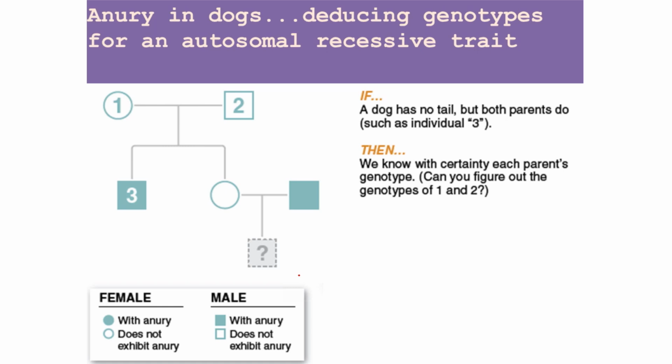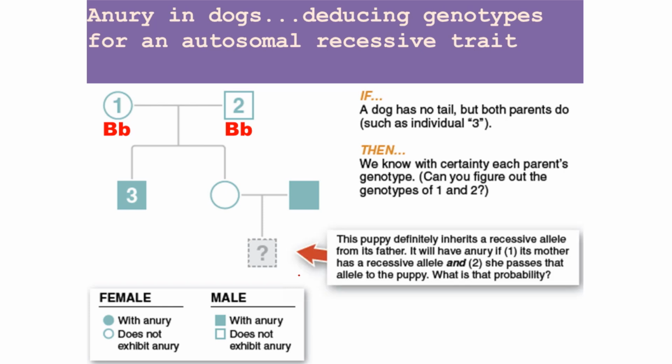For each of the parents, they don't show the trait. They're not exhibiting anury. They have to have at least 1 dominant allele. But we know more than that. They had an offspring that is homozygous recessive. Therefore, even though we first put the big B because their phenotype says, I'm not homozygous recessive, we can also say that they're both carriers. They pass it on to individual 3, and that's what we get.